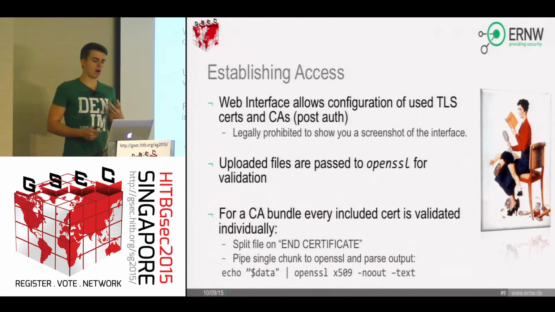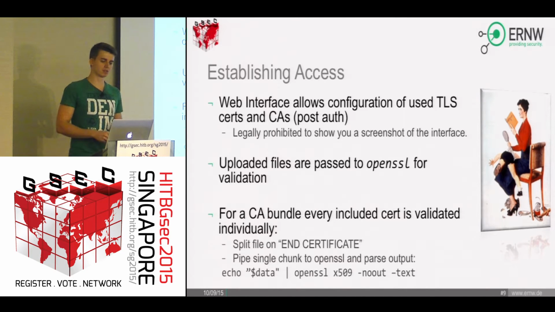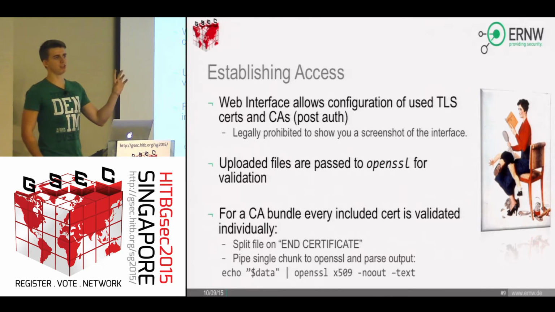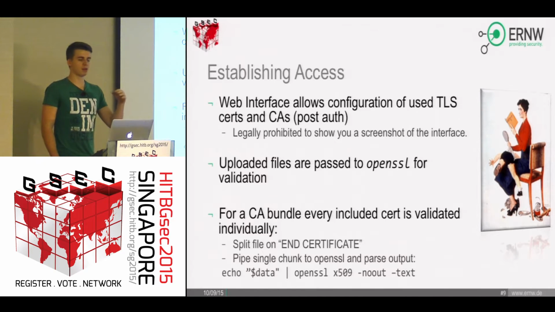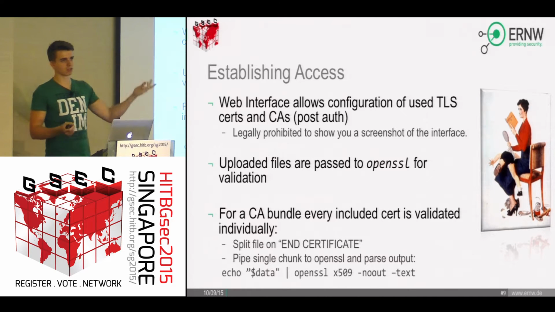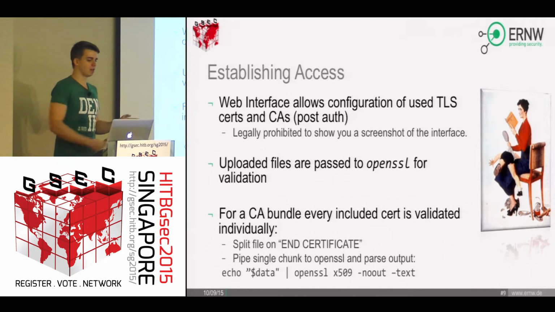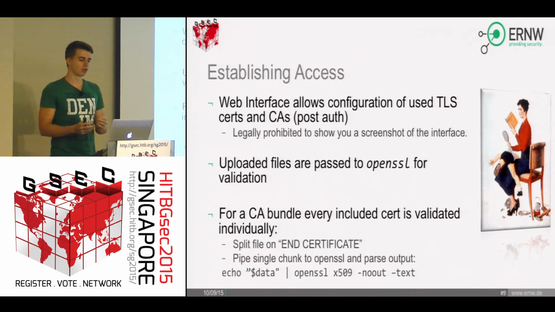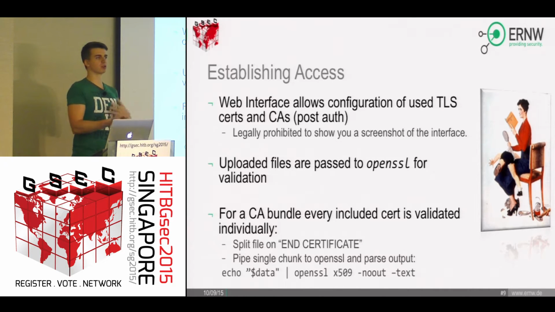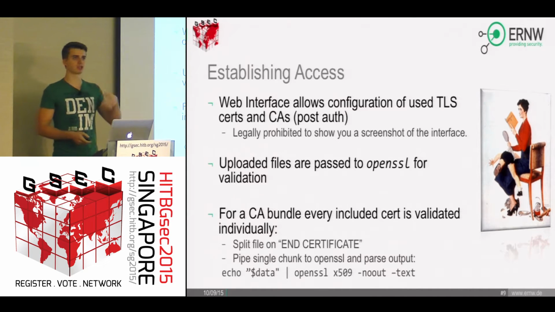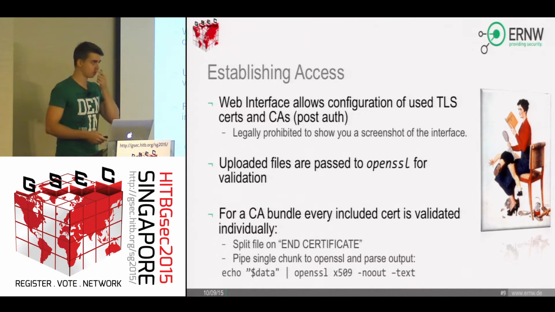And if you upload a whole certificate authority bundle, they have this two-step process. First, they validate the whole certificate bundle by passing it into OpenSSL. And then they split the bundle into multiple chunks. They search for the end certificate marker because this will be at the end of every certificate included in the bundle. And then they pipe the single chunks to OpenSSL, pass the output, again performing this kind of validation, but now for every certificate in the bundle.